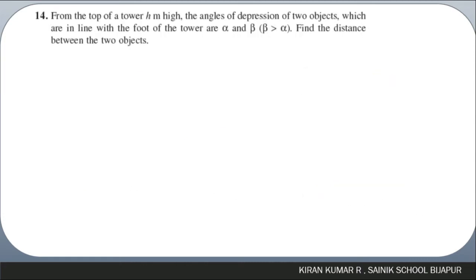Question number 14. From the top of a tower which is h meter high, the angle of depression of the two objects which are in line with the foot of the tower are alpha and beta, such that beta value is greater than alpha value. Find the distance between the two objects. Similar question you must have come across in your textbook. Two ships.